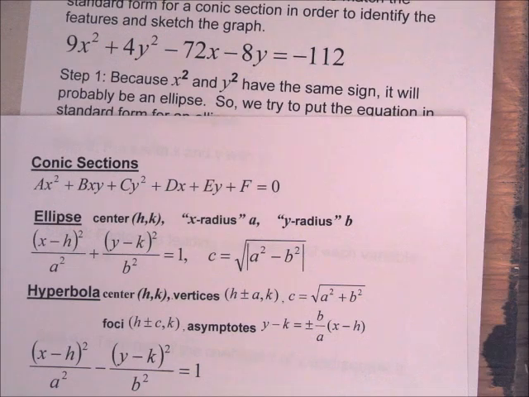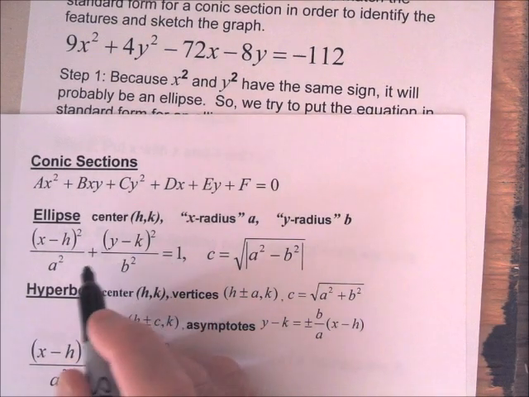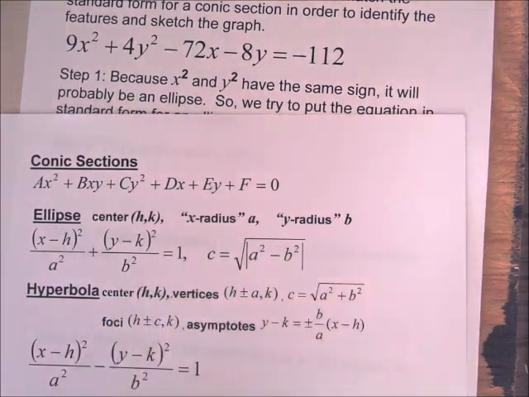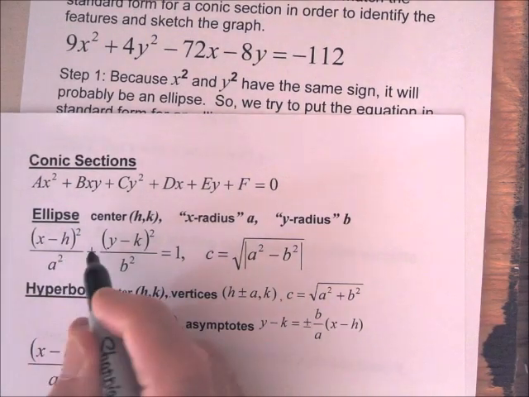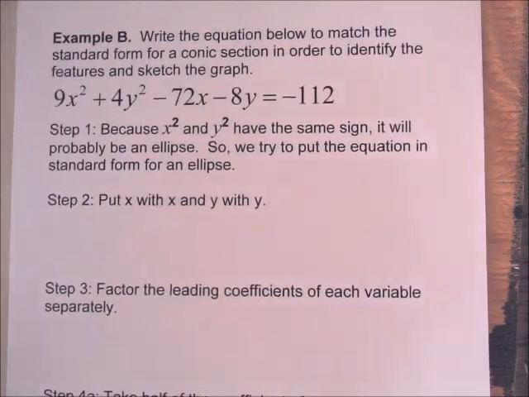Sometimes you get an equation that you can't put in this form. Maybe you try to put it in this form and you get equals -1 instead of equals 1, and in that case it would be what's called a degenerate conic section. It could be a single point or no solution, but our best guess now is that it's going to be an ellipse. We're going to try to put it in the form for an ellipse, and so we want to put x with x and y with y.